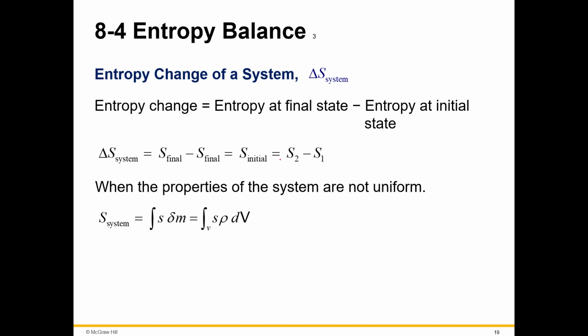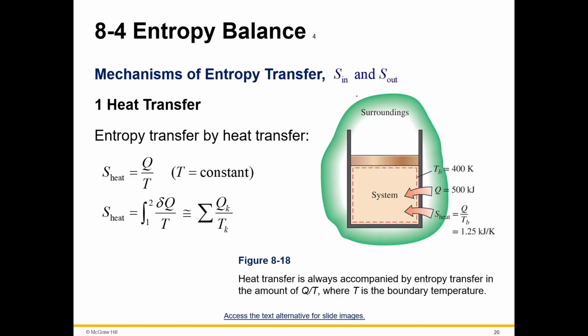Entropy change of a system is the delta change, remember, because this is always a change, and we talked about that. Entropy change is equal to entropy at the final state, less entropy at the initial state. So it's just the difference. And you can take the integrals when the properties of the system are not uniform to find the entropy of the system. So you can do that.